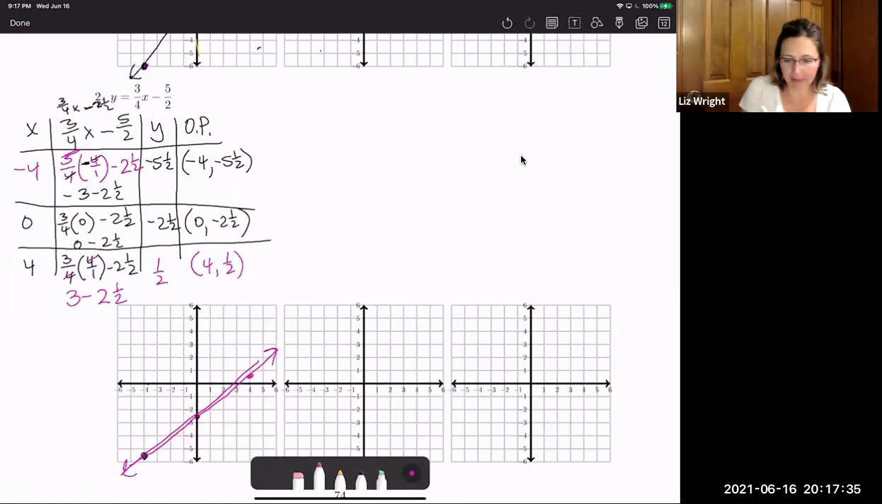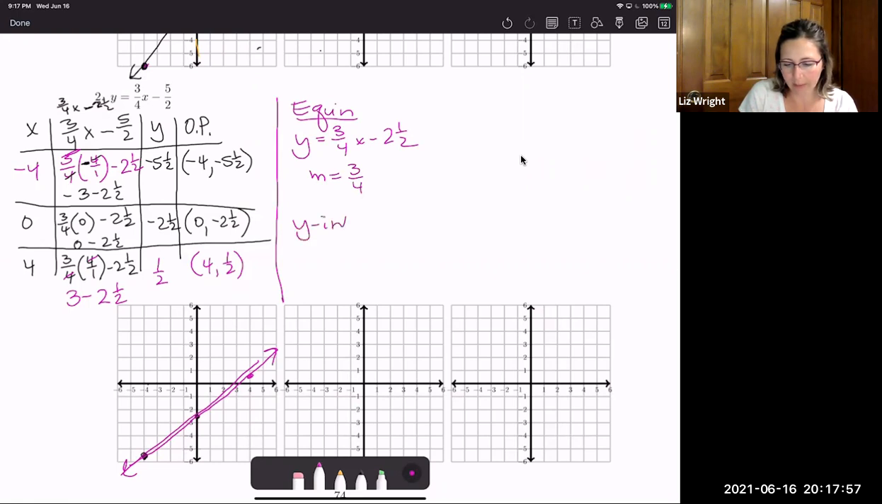Now let's look at our second method. The second method is our equation. We would put it in the form of slope-intercept if it wasn't already in slope-intercept form. So far, we've been pretty lucky, and it's been in slope-intercept form for us. And so our slope, we're just going to identify what it is. It's 3/4. And our y-intercept is going to be 0, -2 1/2. So we're going to graph the point 0, -2 1/2 right here. And then we're going to use our slope of 3/4 to graph it.